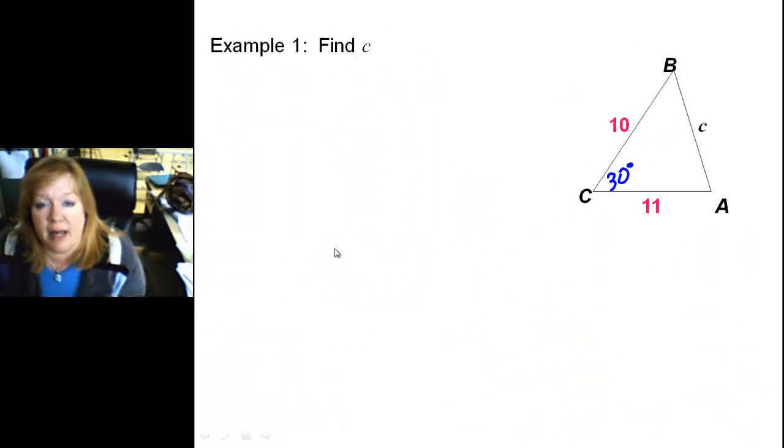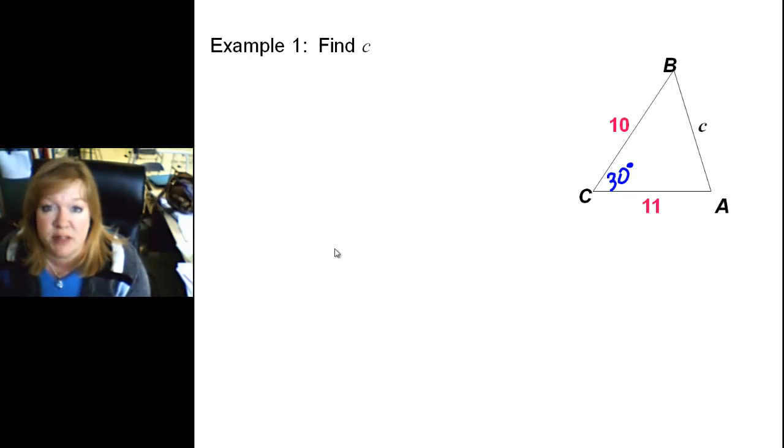Okay, now you have two more examples in your notes, and all they're having you find is a missing side and a missing angle. I want you to do these last two examples on your own. You have to find little c in this first example, and then in the second example you have to find angle C. So I'm going to see if you can do that on your own, and I'll check your notes in class tomorrow.